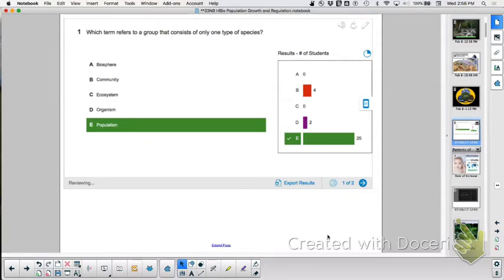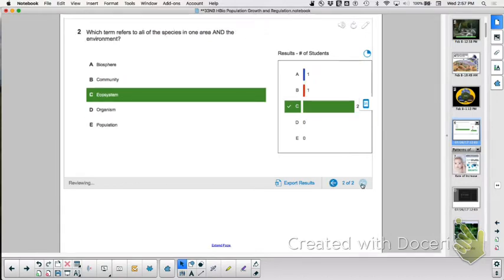Which term refers to a group that consists of only one type of species? Population. Why doesn't community work? More than one. Why doesn't organism work? It's only one, and it says group. That would be the key word there.